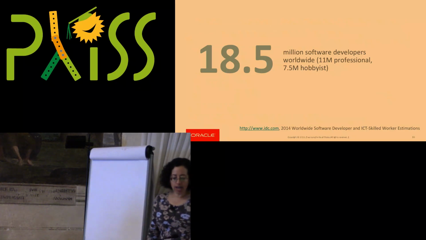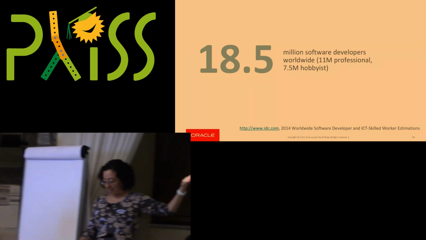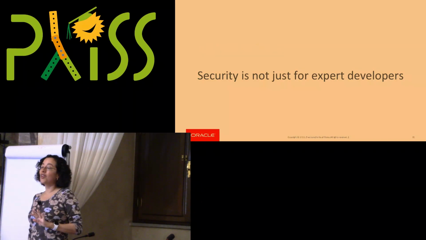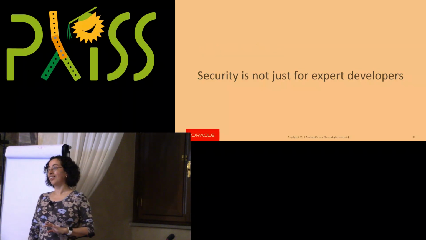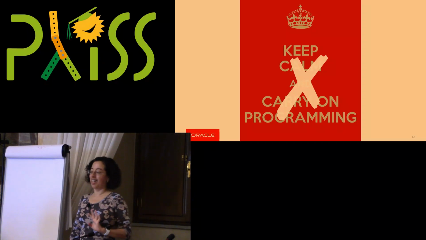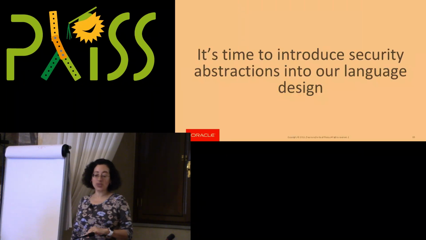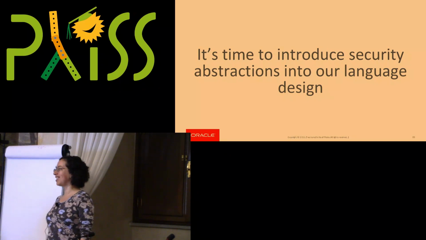So with 18.5 million software developers worldwide, and this is a little bit old data from 2014, notice 40% of them are actually hobbyists, not necessarily going through a university degree to get their accreditation like all of you. Security is no longer just for expert developers. And we cannot keep calm and carry on programming the way we've been doing it over the past 30 years. It's really time to introduce security abstractions into our language design. Thank you.